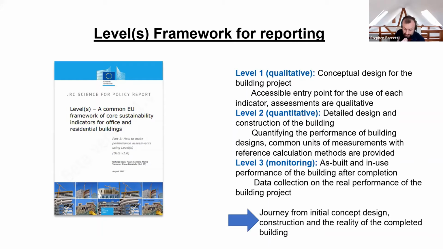And level 3 is the as-built and in-use stage of a building project. Here you collect actual data on the actual as-built performance of the building and compare it to level 2 to discover what really worked in your project. So level 3 is about reading the invoices, doing the data logging, and looping back to level 2 to find out how good your level 2 was, essentially.